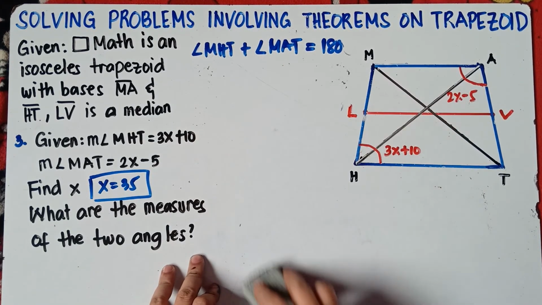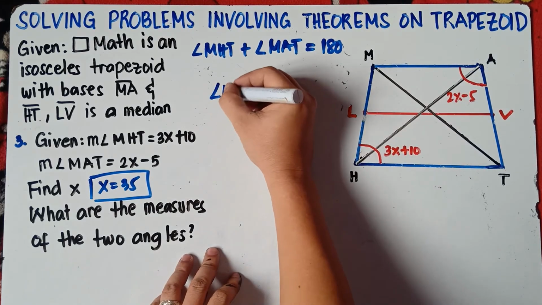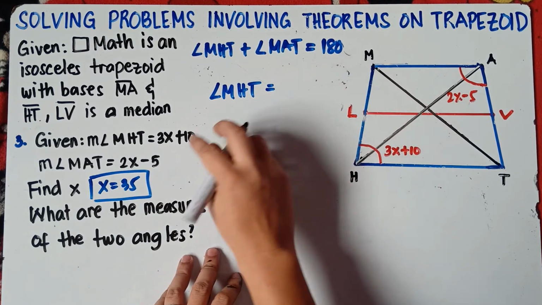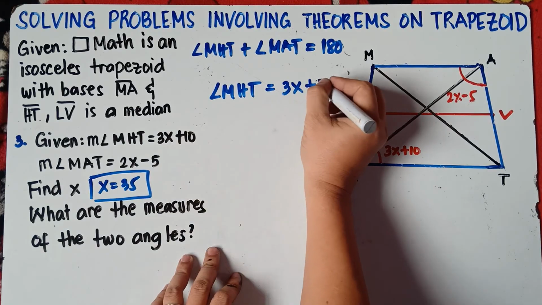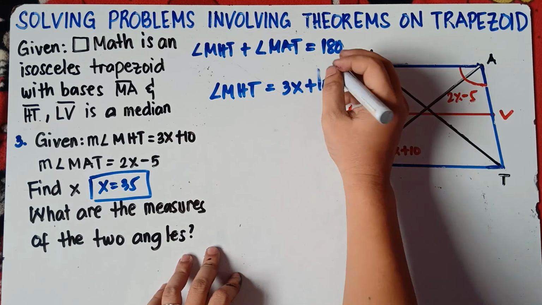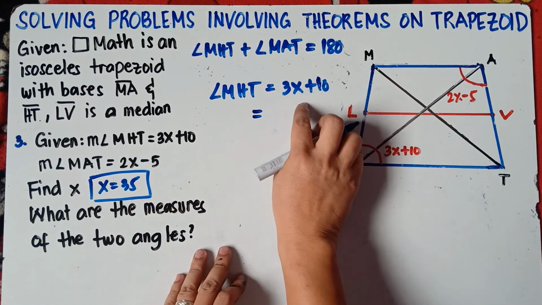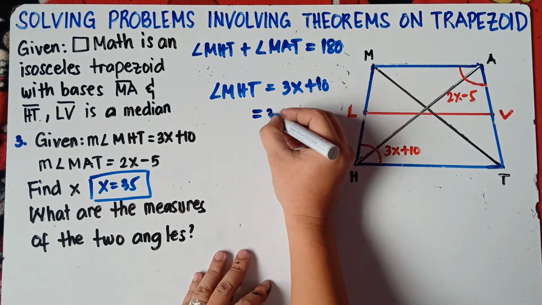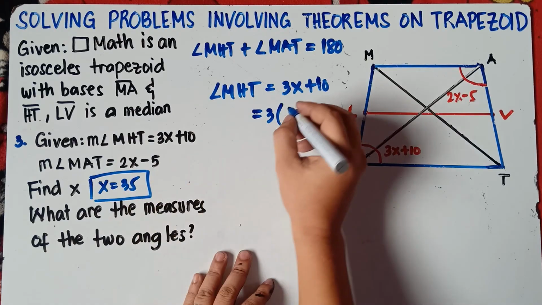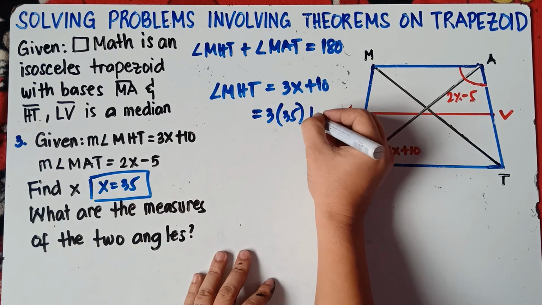So, this will be angle MHT is equals to 3x plus 10. Since we already have the x value, just simply substitute the x value from this equation. So, that would be 3 times, our x is 35, 3 times 35 plus 10.